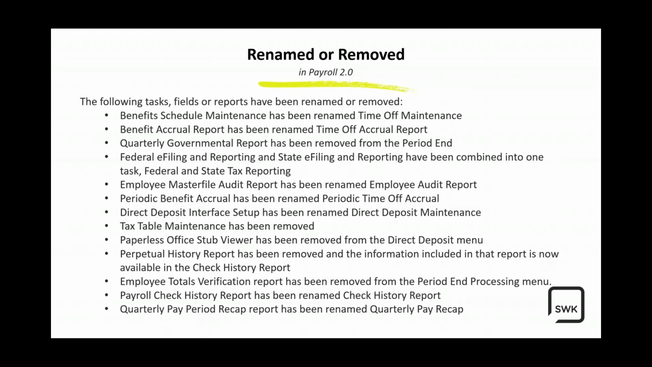Tax table maintenance has been removed, and it's now called company tax group maintenance. We'll talk about that a little bit later on, but that feature's now gone, and it's now company specific driven as opposed to a global function in the system like it used to be. The employee totals verification report has been removed from the system. It's no longer there. The payroll check history report's just been renamed to check history report. They've kind of simplified it from that standpoint. And the paperless office stub viewer has been removed from the direct deposit menu. Now you'll just see that directly in employee maintenance, the ability to see that information in the system.